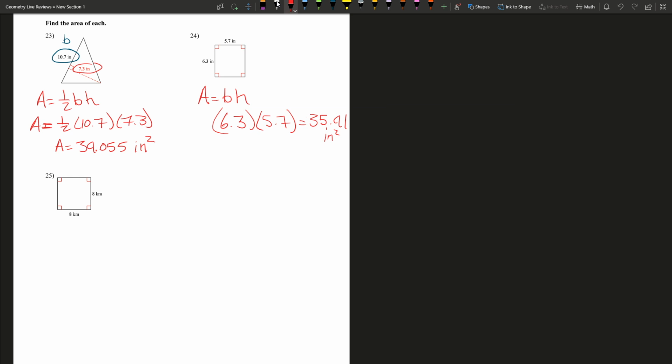Area of a square, again, it's just base times height. So it's 8 kilometers times 8 kilometers, which is 64 kilometers squared.